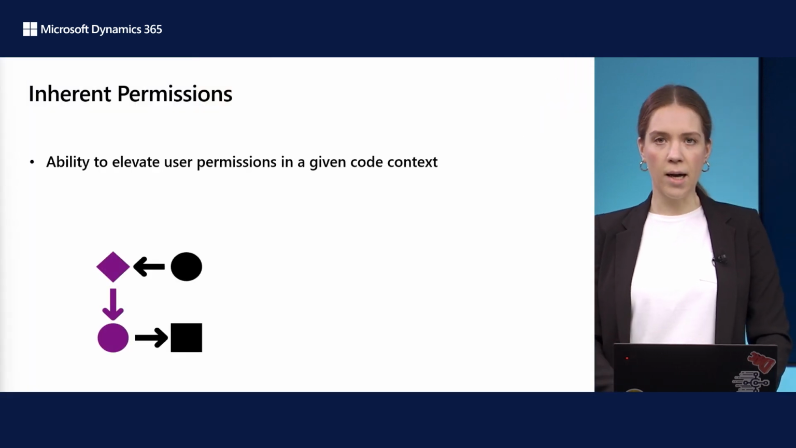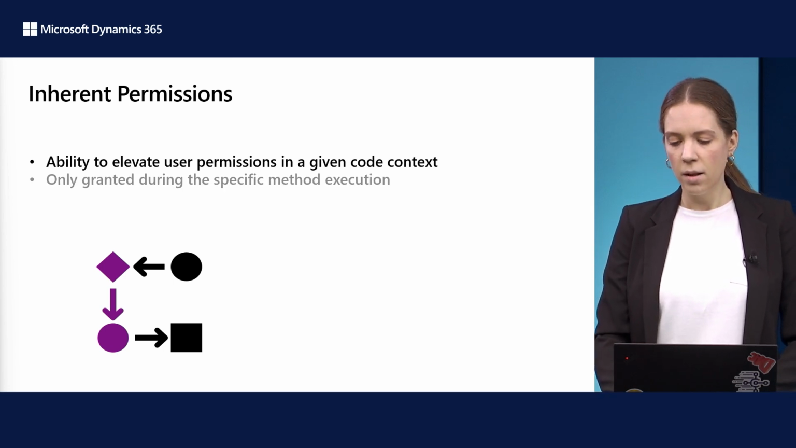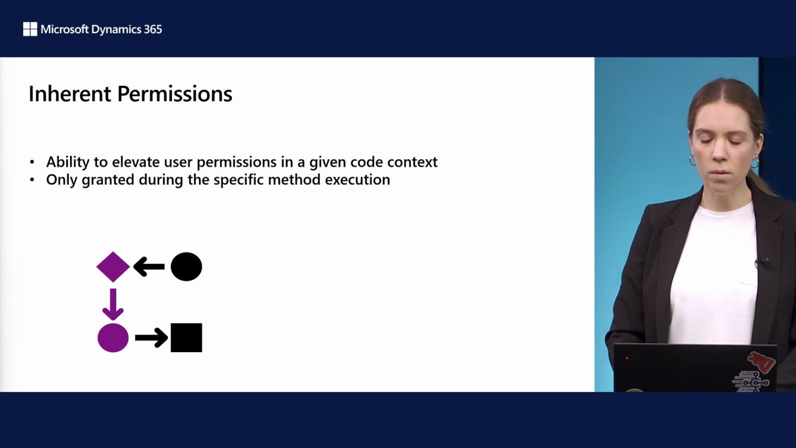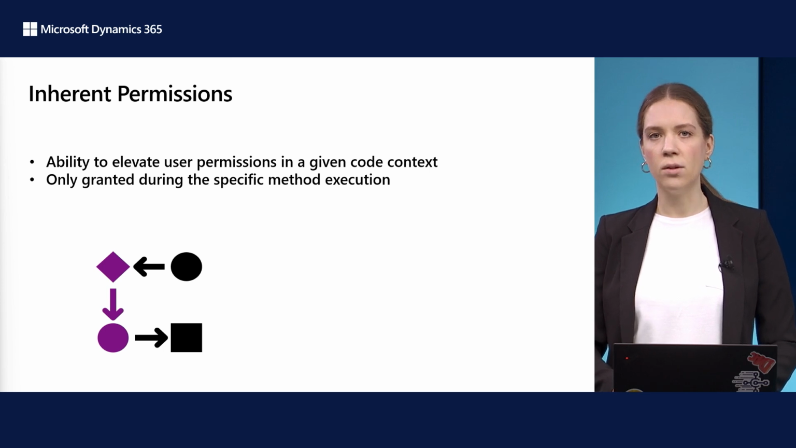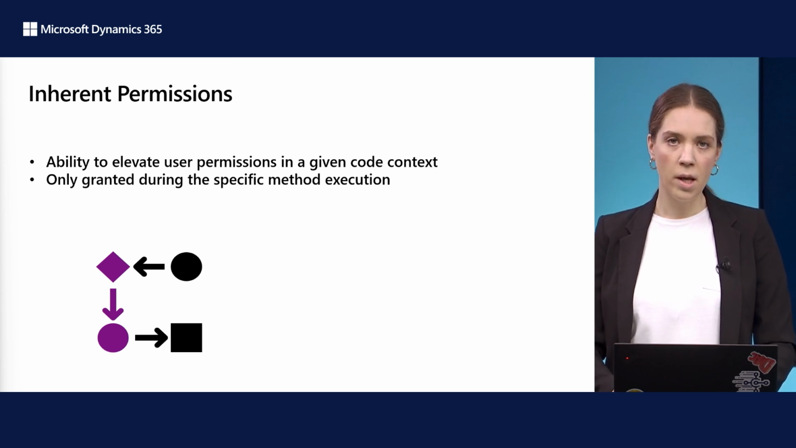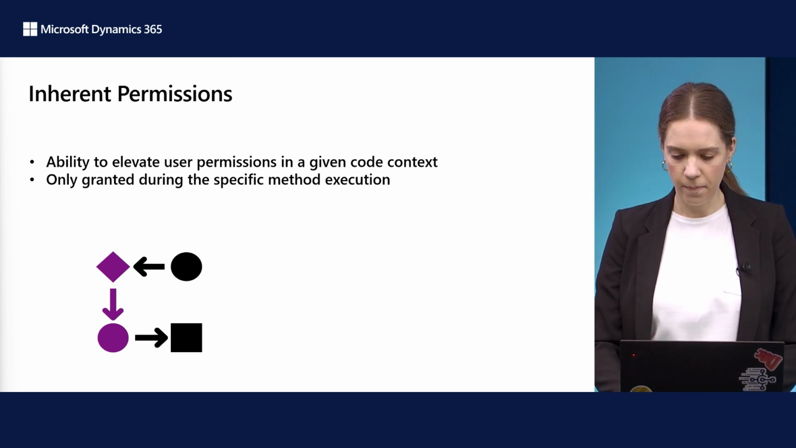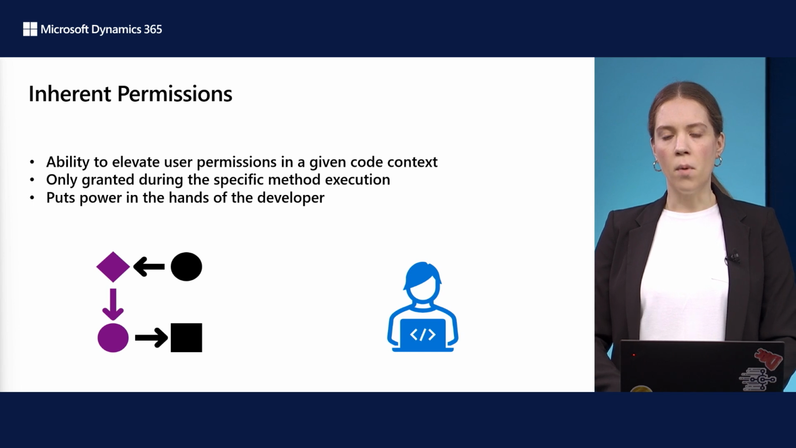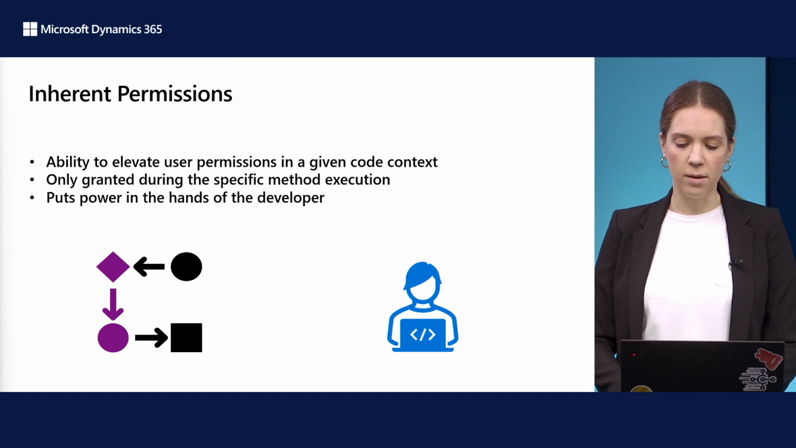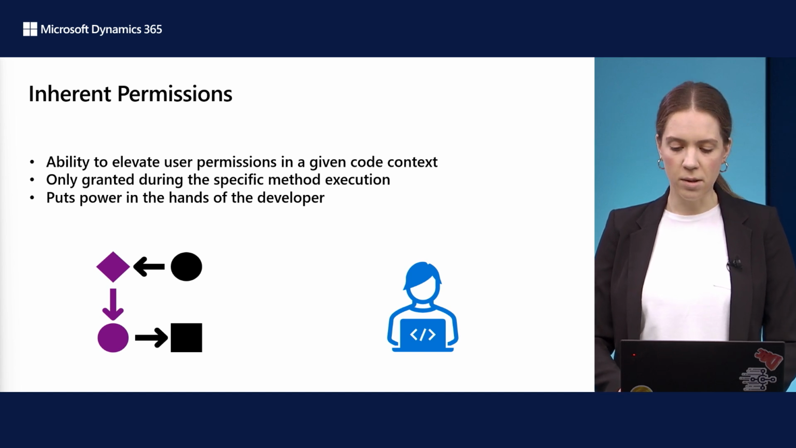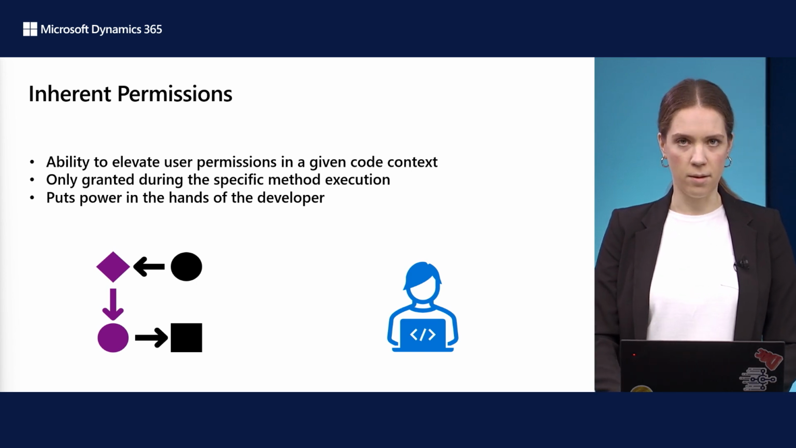Inherent permissions allow you to elevate user permissions in a given code context. These permissions are granted only for the duration of the specific method execution. As soon as the AL session exits the method scope, these permissions are revoked and are no longer present in the system. This gives more power to the developer, who can now fine-tune the permissions to be granted to a very specific scope, limited to a method where the executing code needs to have these permissions present.